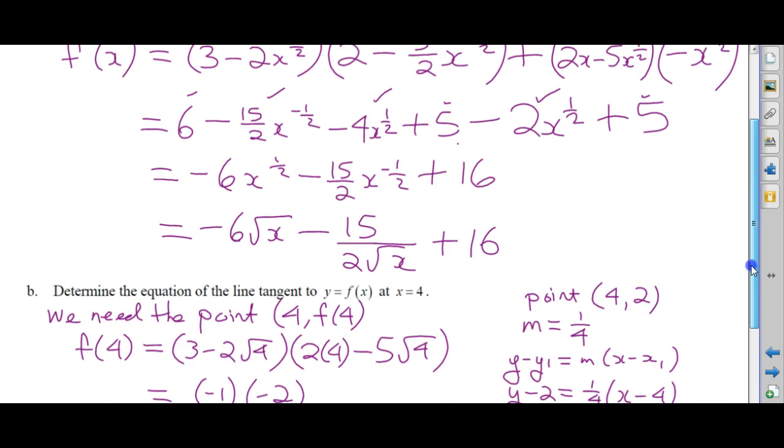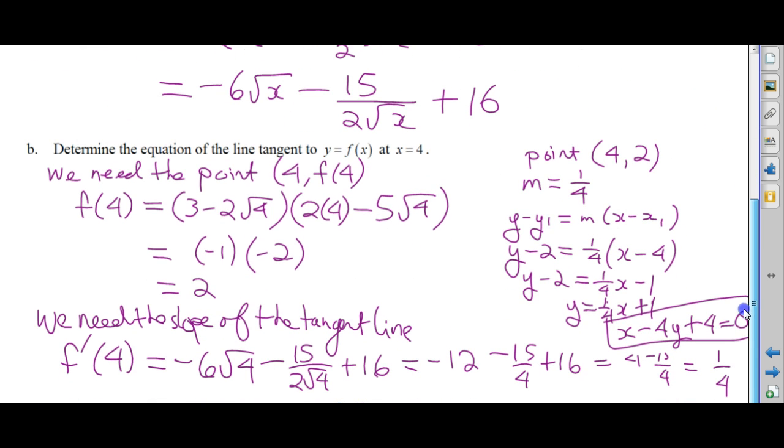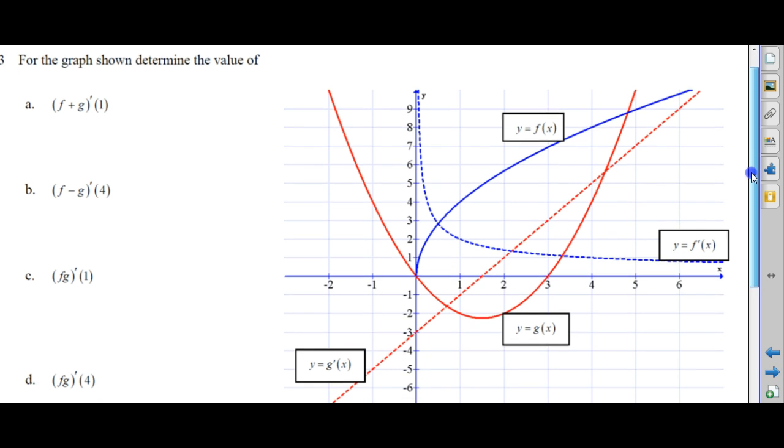Okay, so the whole procedure is just using the product rule to determine an expression for the slope, and then finding the tangent line, slope and point, and equation. For the graph, determine the value of.